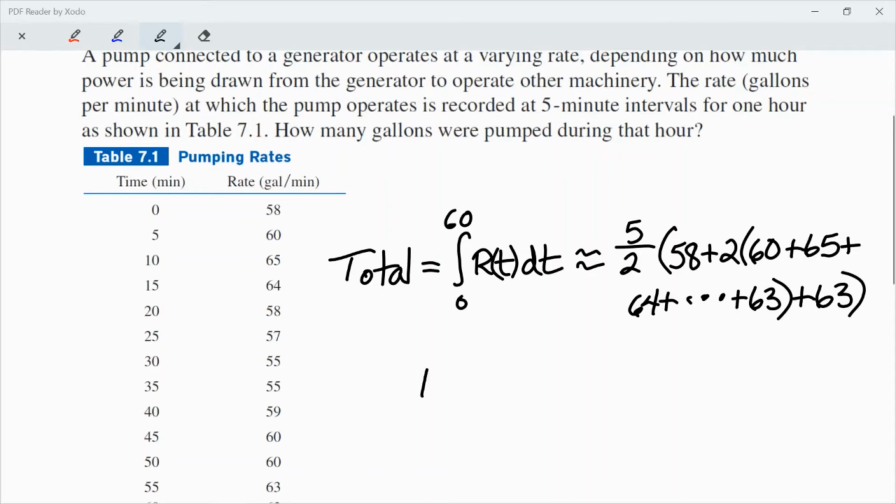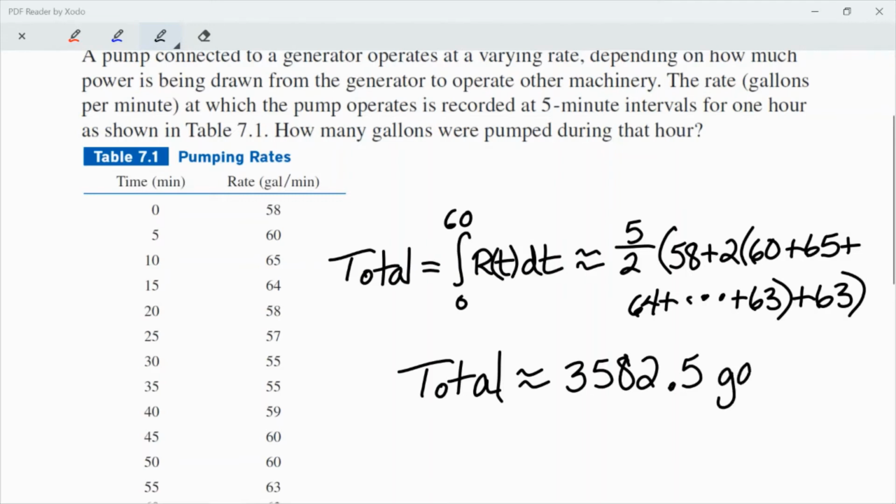So our total, which is going to be the amount that was pumped, would be approximately 3,582.5 gallons. Okay, so still the same idea, integrating the rate function to get the net change. In this case, again, we're just approximating the integral, but it's still the same concept.